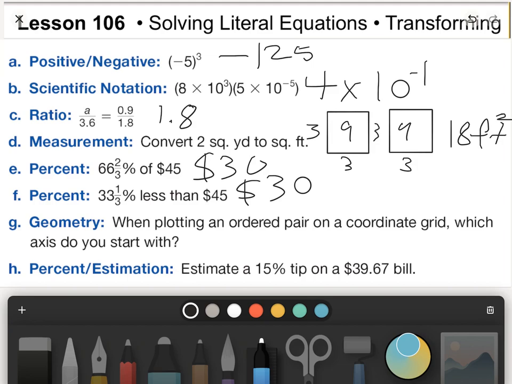Yep. And then, okay, I'm going to assume everyone can answer this question, so we'll all answer it together. When plotting an ordered pair on a coordinate grid, which axis do you start with? Ready? 1, 2, 3. The x-axis. Yeah. I kind of made this a little too obvious this morning. I kind of threw out a hint. Which axis do you start with? And everyone was like, ugh.